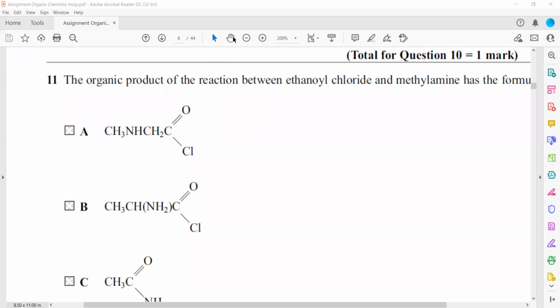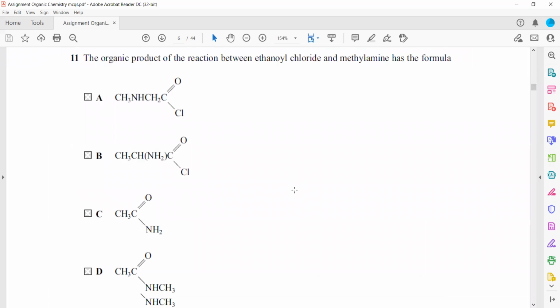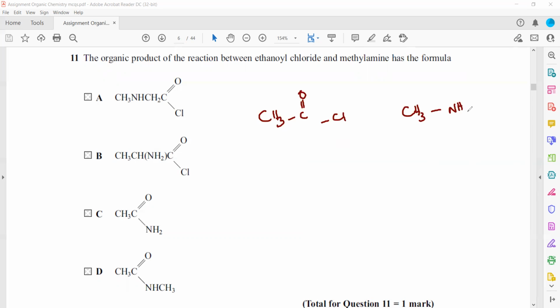Now the organic product for a reaction between ethanoyl chloride and methylamine. How to draw ethanoyl chloride? CH3, C double bonded with O and Cl. This is ethanoyl chloride. And methylamine, CH3NH2, but N is partial negative and H is partial positive. Just remember that the partial negative side will take that position.